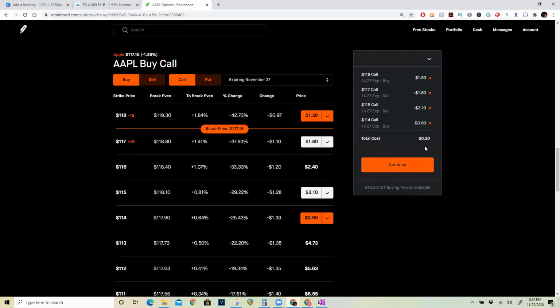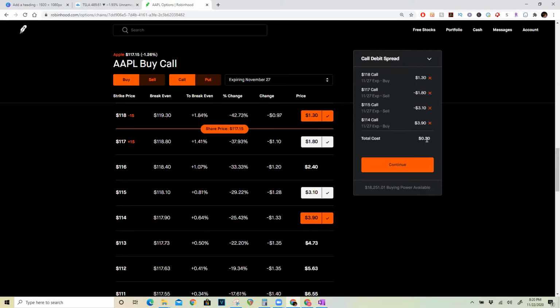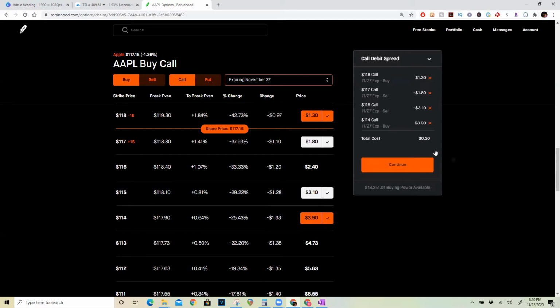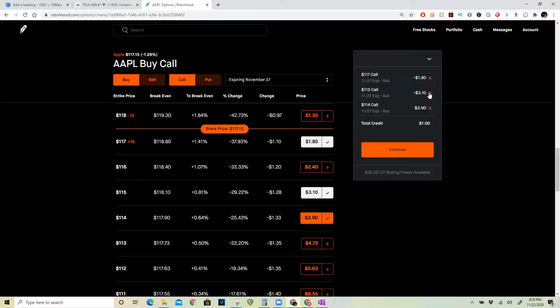Okay, so remember, my initial cost was $50. If I do this adjustment, my net cost would be $80. And if Apple can stay above 115 by November 27th, my net profit would only be $20 instead of $50 if it had stayed above 118. Okay, that's one way to adjust the debit spread. Here's another way you can do it.